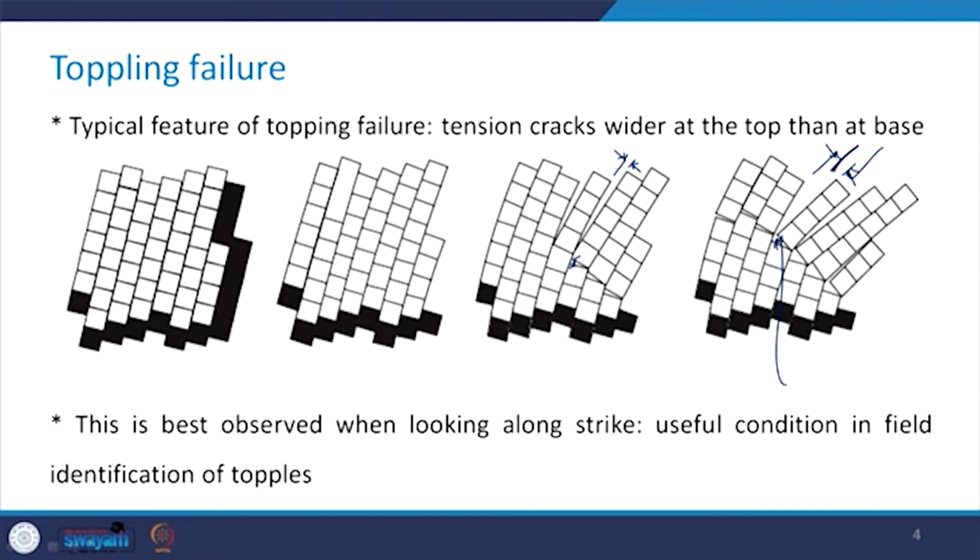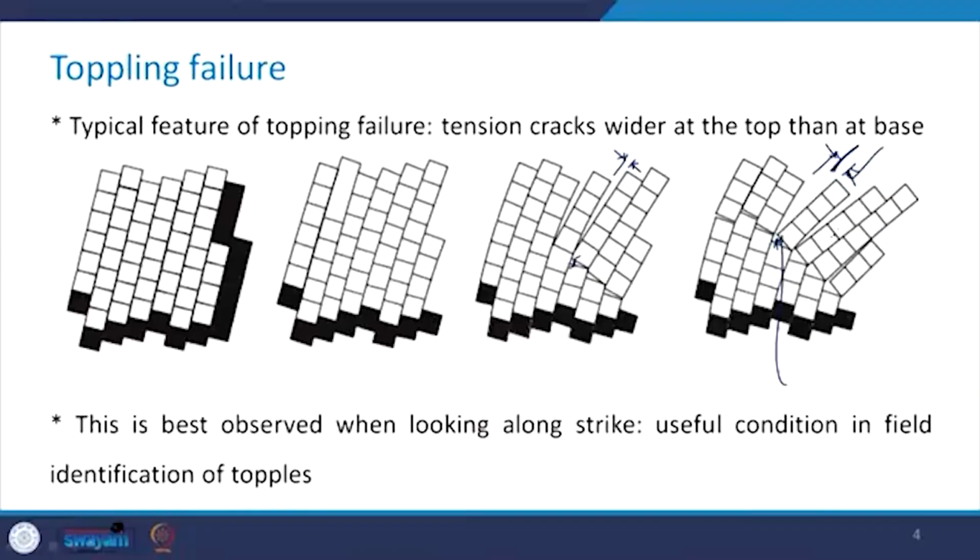Now, this can be observed in the best possible manner when you look along the strike direction, and this can be a useful condition for the field identification of topples. These blocks which are toppling are called topples. So, if we need to identify these in the field, we can observe while looking along the strike of that slope, and we will be able to identify these topples.